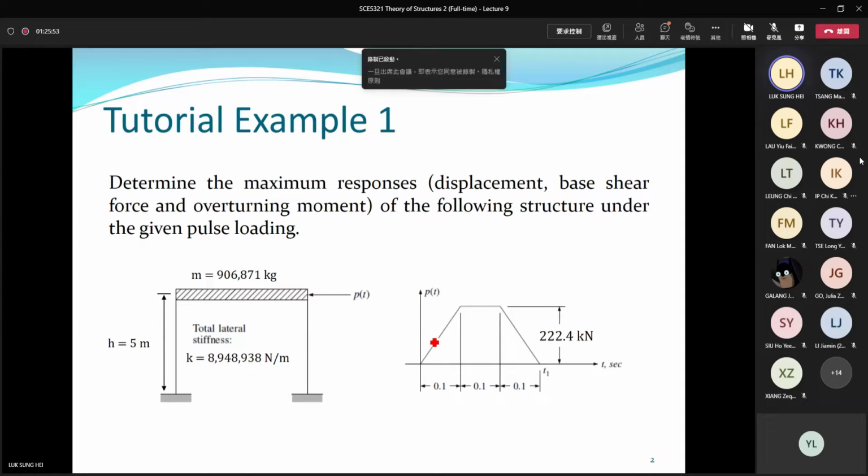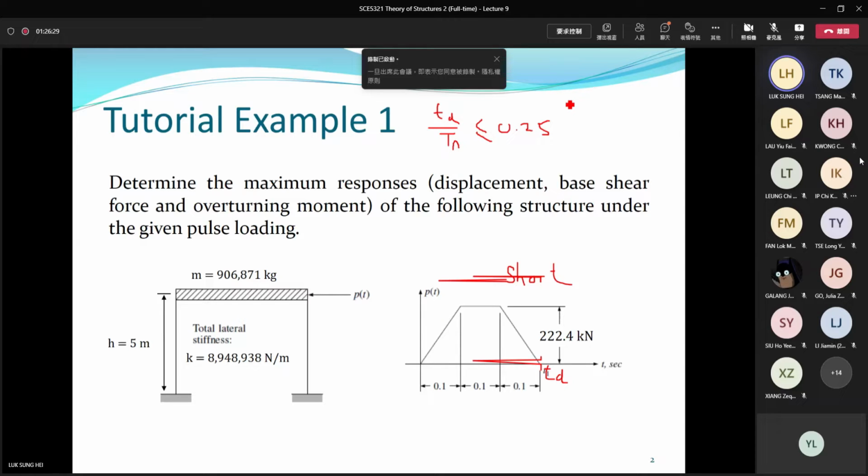So to use the pulse loading, to use the approximate method, there is one assumption we have to check. The assumption is that you have to make sure that the pulse is a short pulse. What is the meaning of short pulse? Short pulse means the pulse duration, maybe I call this TD, over the natural period of the system, Tn, should be less than or at least equal to 1/4. That is the requirement for using the approximate method.